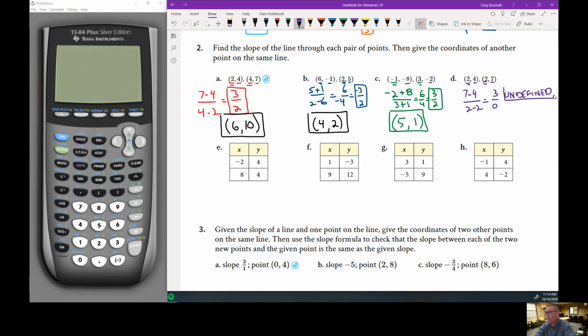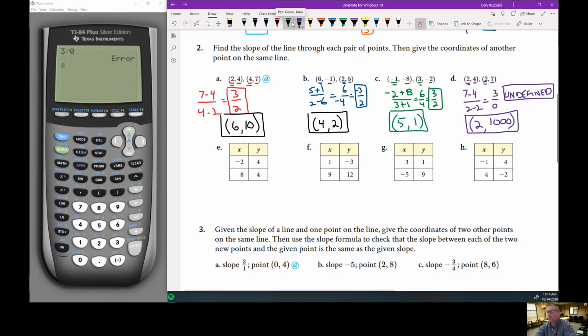So the slope is undefined because you can't divide by 0. Even on a calculator, if I do 3 divided by 0, I get an error, because you can't divide by 0. So another point on the line could be literally 2 and any number, because x is always 2.